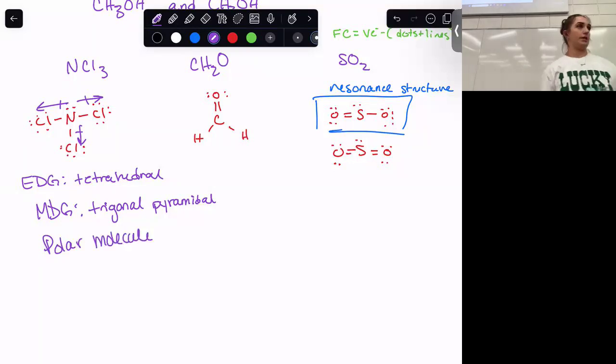Then it would be nonpolar. But that would be only if we had 3 electron domains. Usually with a lone pair, you're going to be a polar molecule. There's only, I think, 2 instances where there are lone pairs and you still have a nonpolar molecule.